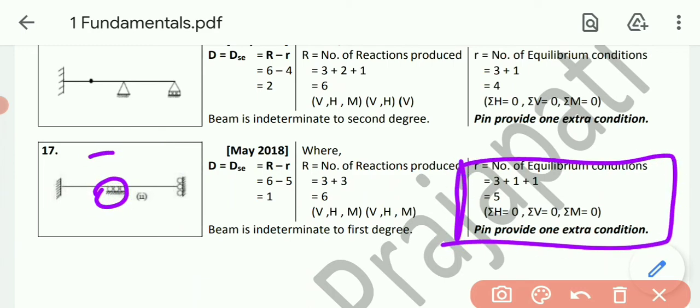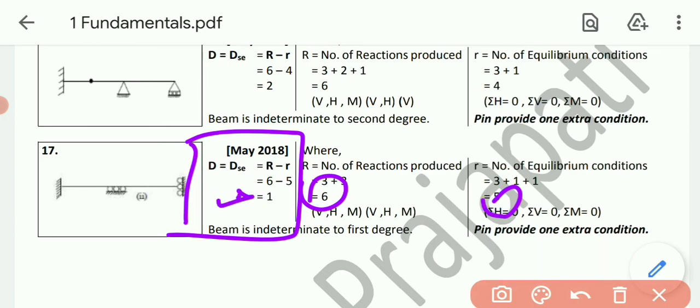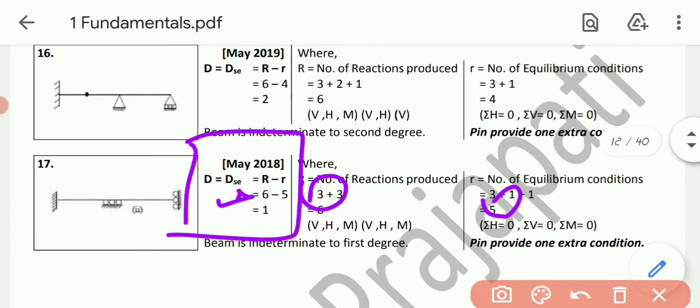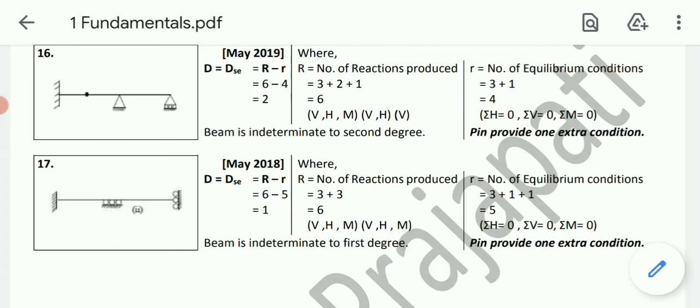Now this one is a pin, it will provide 1 extra condition. Over here also a pin is there, 1 extra condition. So small r will be 3 plus 1 plus 1, that is 5. So finally ds equals capital R minus small r, that is 6 minus 5, answer comes 1. Okay, so the beam is indeterminate as it is 1. As it is 1, it is indeterminate to first degree.